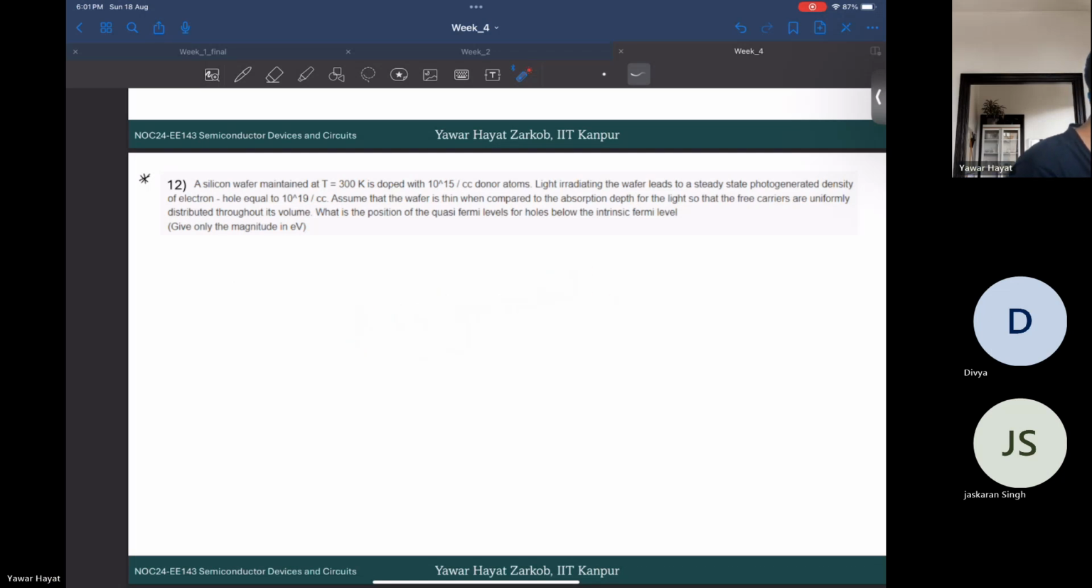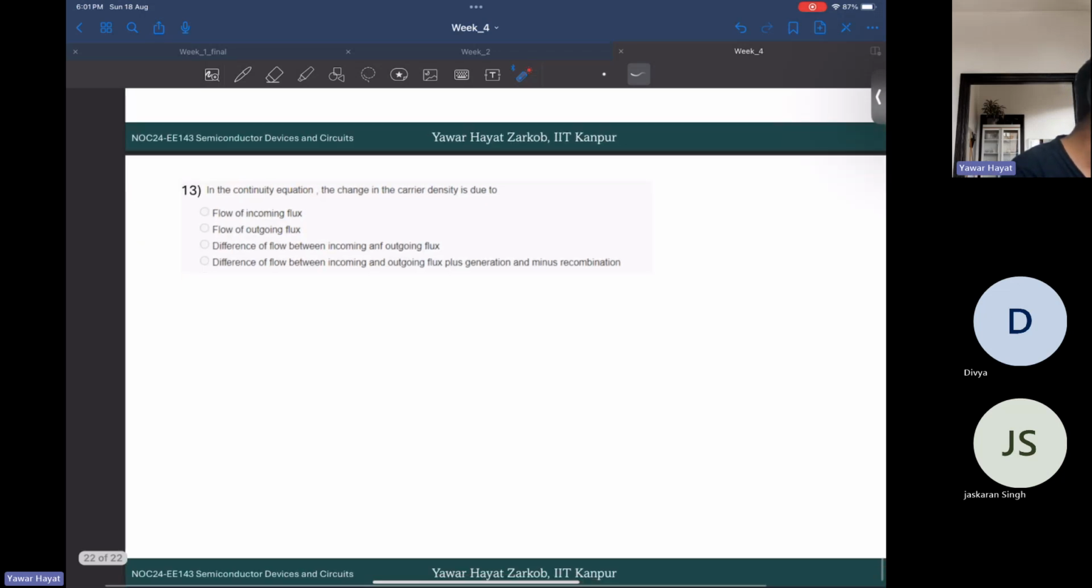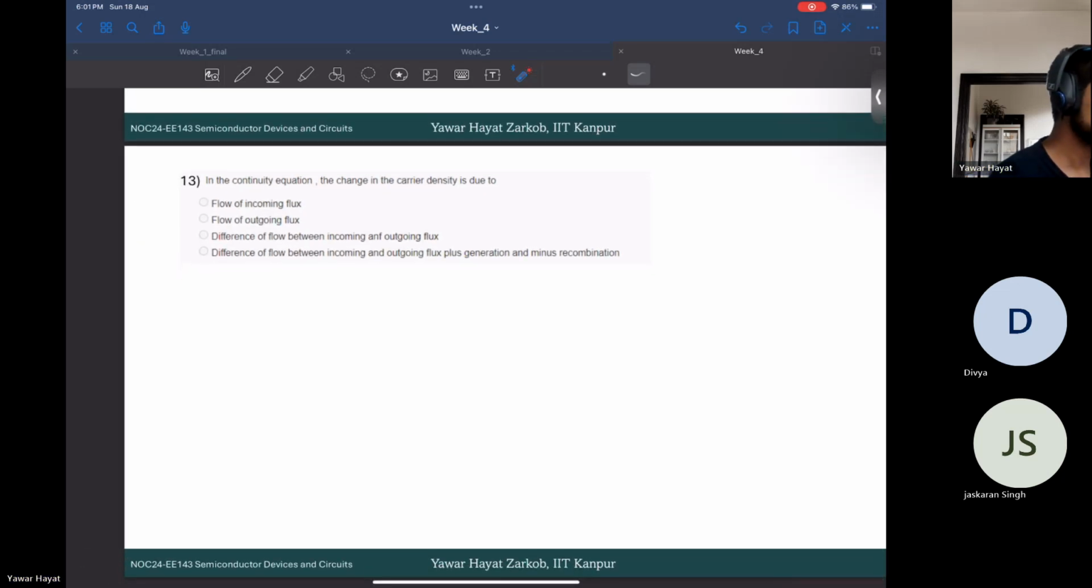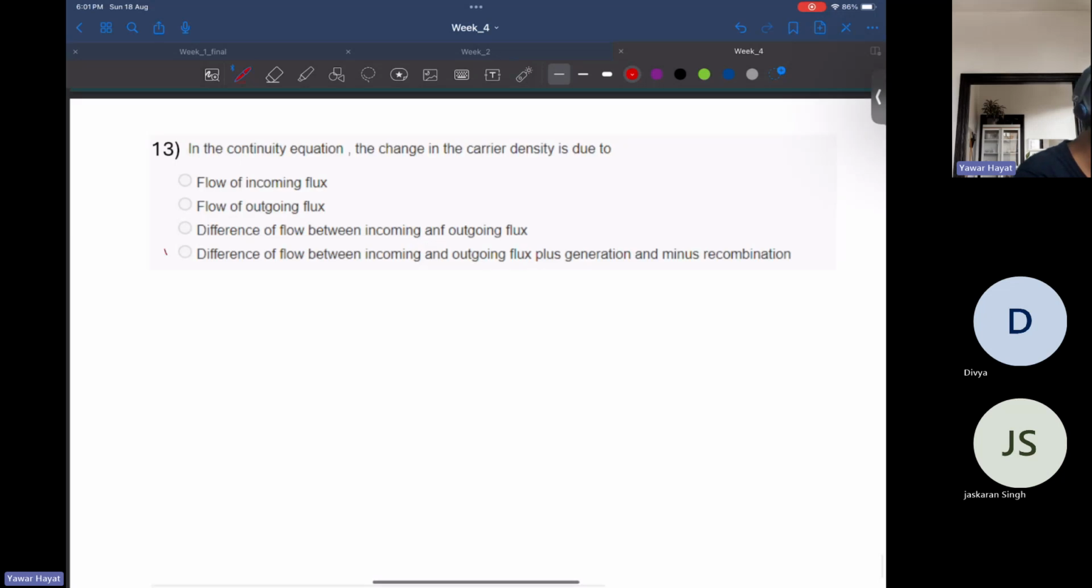So this one is done. What about this one? Question number 13. In the continuity equation, the change in the carrier density, is it due to the flow of the incoming flux? Is it due to the flow of outgoing flux? Is it due to the difference of the flow between the incoming and outgoing flux? The correct answer is this one. Although it is due to the difference of flow between incoming and outgoing flux, plus there is generation and minus recombination as well. That is what defines the change in the carrier density. We saw the continuity equation in one of the problems as well today.